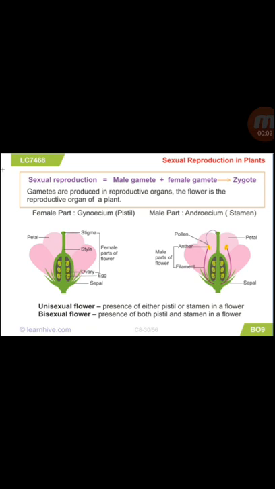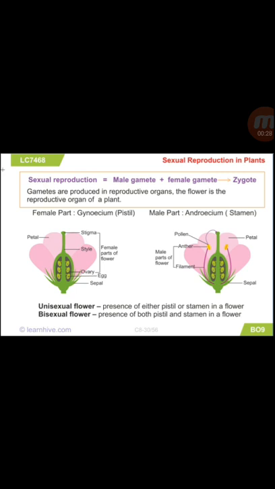So in the second part of the video, we will see about sexual reproduction in plants. So you all know that flower is the reproductive part of the plant, and sexual reproduction is possible by having two gametes. One gamete is the male gamete, another is the female gamete, and when both these gametes fuse together, they form a zygote.